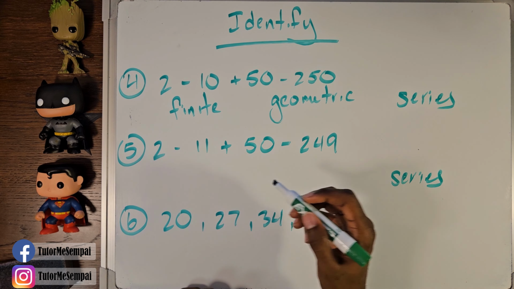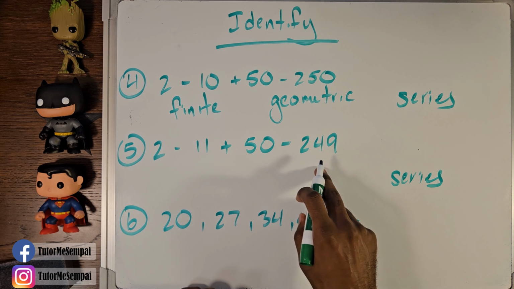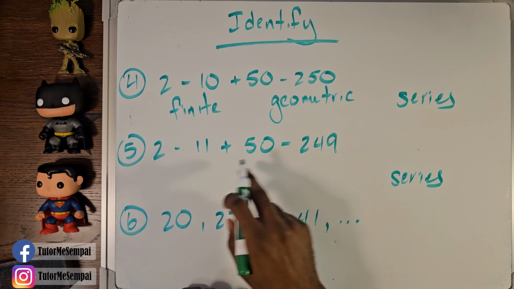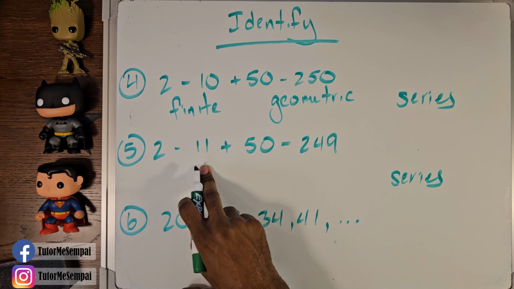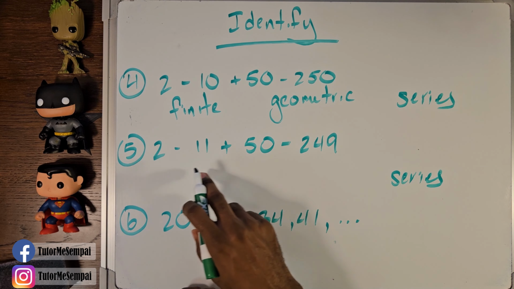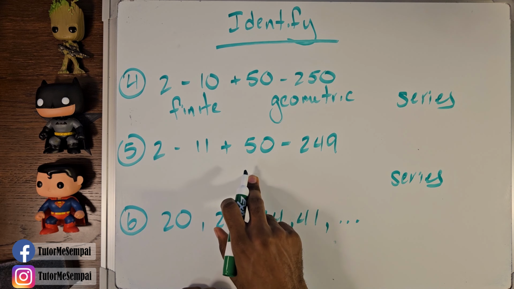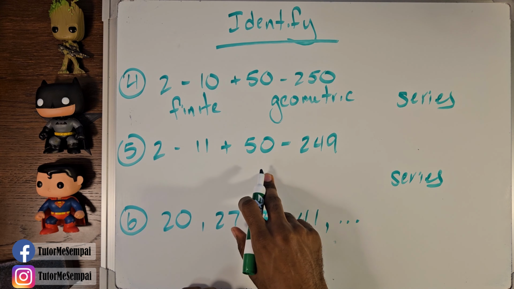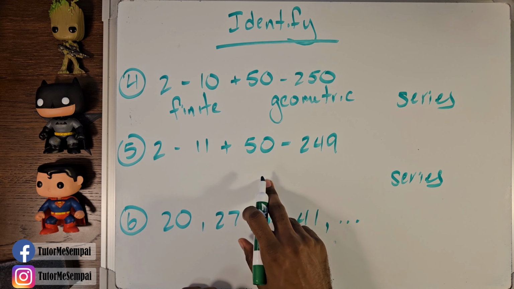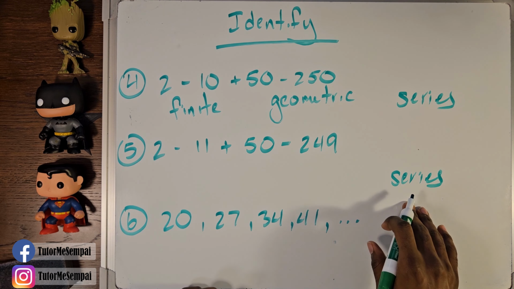We have 2 to 11, and we have 11 to 50, and then from 50 to 249. We can see that in order to get to 11, it's not going to be the same common ratio from 11 to 50. So this is definitely not going to be our geometric series. Neither is it going to be an arithmetic series because things are just not panning out. So we actually don't have either in this case. This is just going to be a regular series.